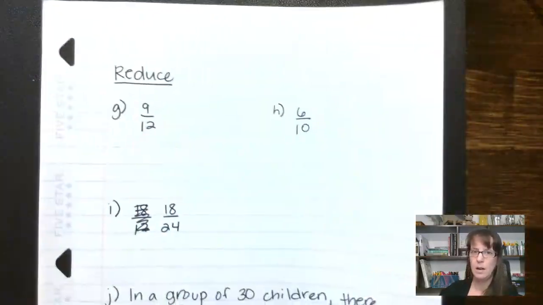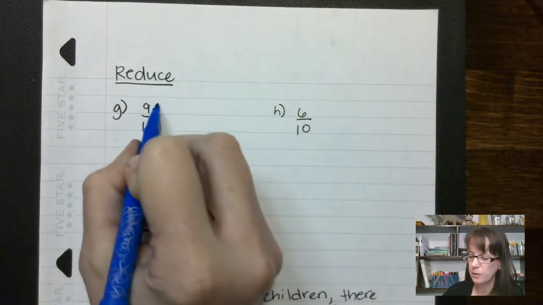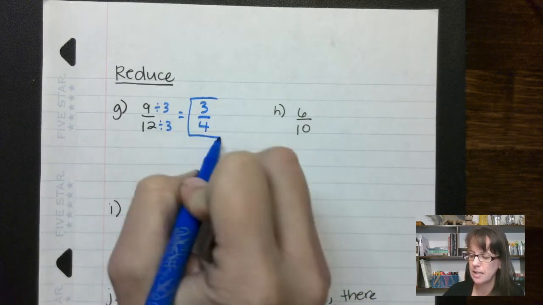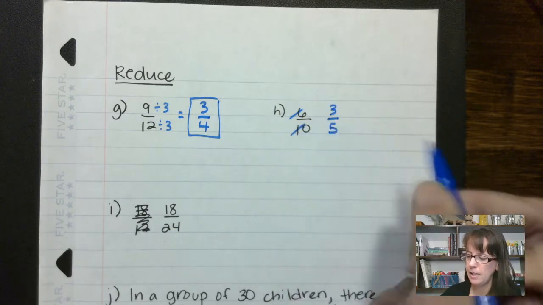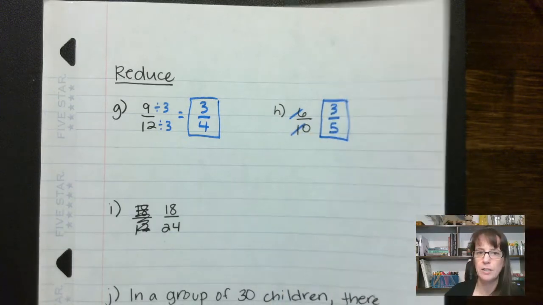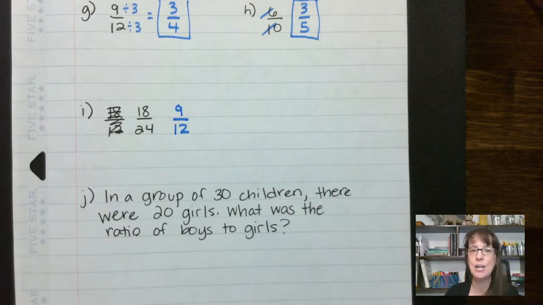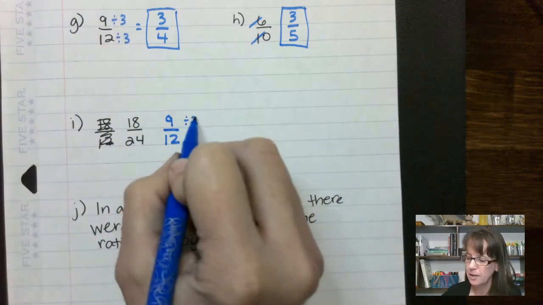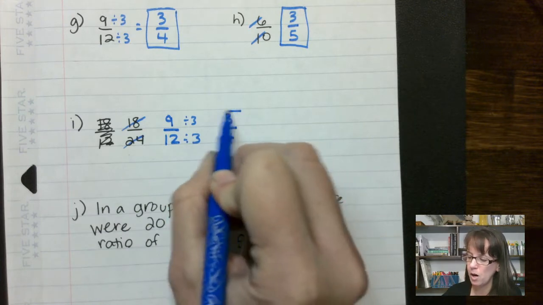Okay, now let's do some reducing. This is one we can't cut in half, but we can divide by 3. Divide by 3, divide by 3. I end up with 3/4. That's as good as that's getting. These guys I can cut in half. I get 3/5. That's as good as that one's getting. All right, look at this one. Cut this in half, I get 9/12. Am I done? No, because remember, 9/12, we can divide by 3. So divide by 3, divide by 3, and I cut those in half. We get 3/4.